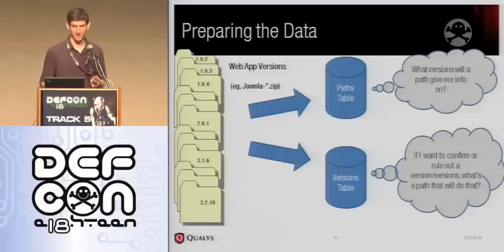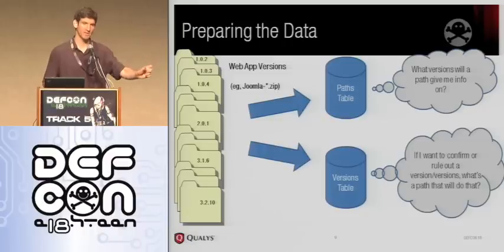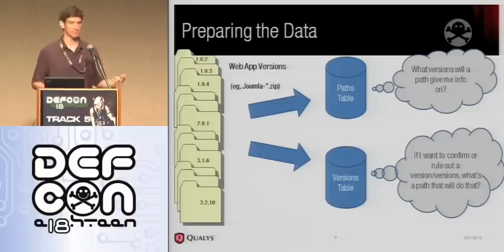These are fingerprinting data files. One's a path table. We use it to say, if we go fetch this particular path, what versions can we get information on based on whatever we happen to find at that path? Obviously, we haven't interacted with the server yet. It's sort of what could this path possibly tell me if it's present.